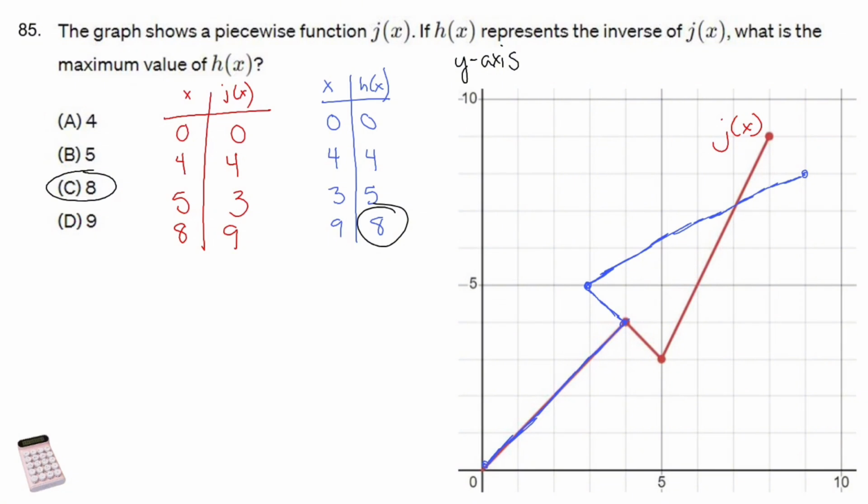39th problem, or 38th problem. Oh gosh, hope this helps.